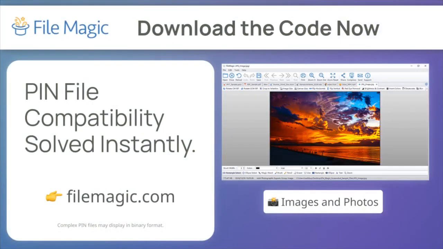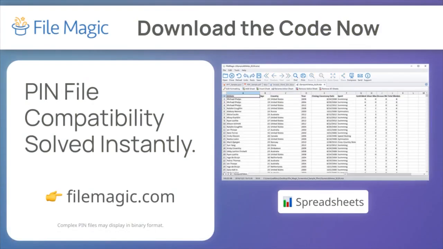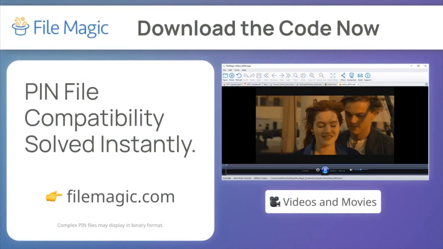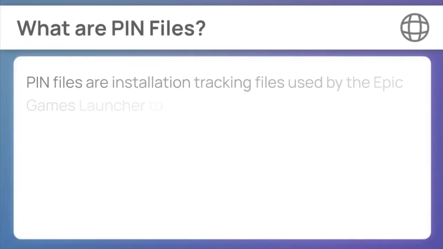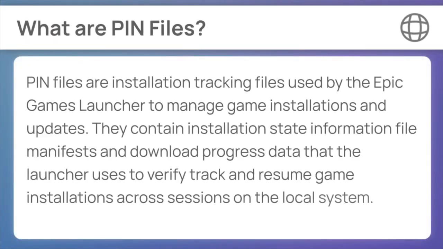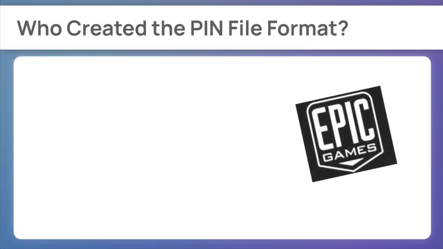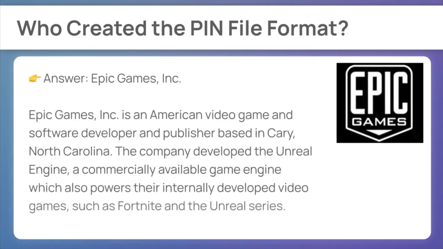This involves a smart application of one premier PIN file inspection tool that minimizes complexity across many different files. PIN files are installation tracking files used by the Epic Games Launcher to manage game installations and updates. They contain installation state information, file manifests, and download progress data that the launcher uses to verify, track, and resume game installations across sessions on the local system.